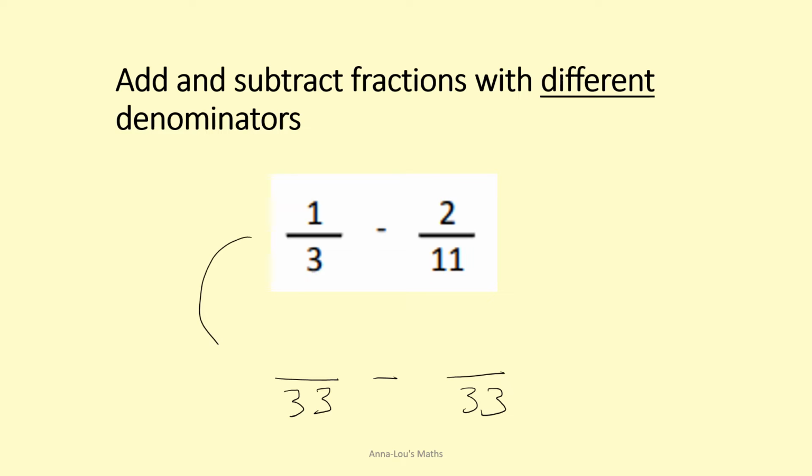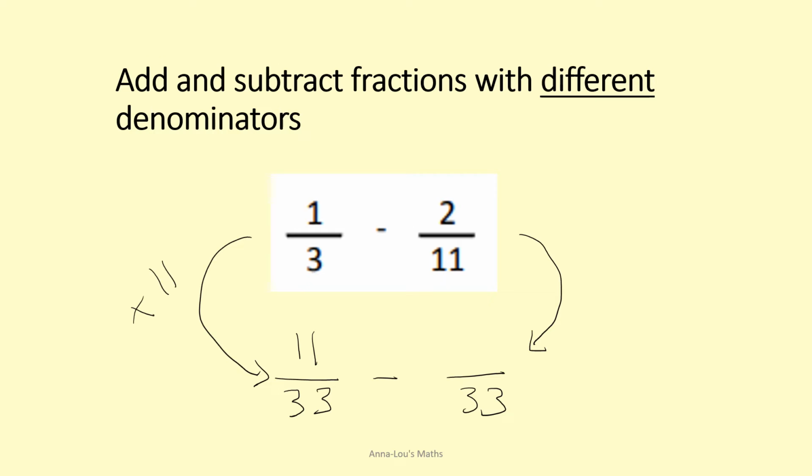So what have I done to this side? So to get a 3 to be a 33, I've multiplied it by 11. Whatever I do to the bottom, I do the same to the top. So 1 times 11 is 11. So 1/3 is equivalent to 11/33s.